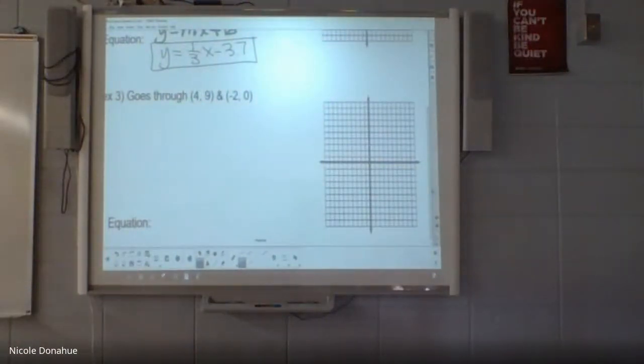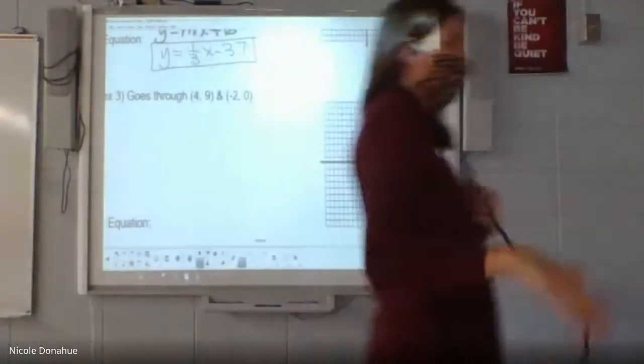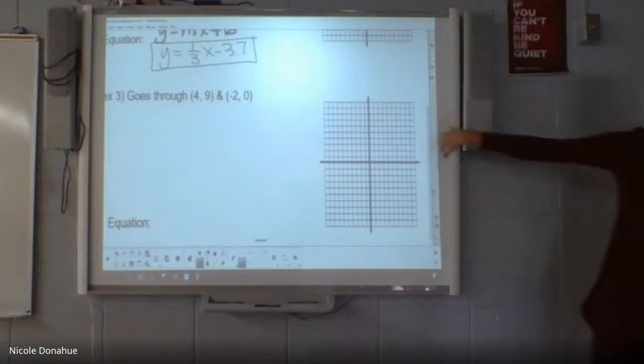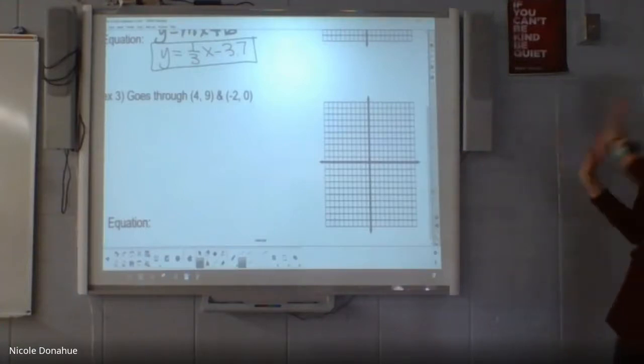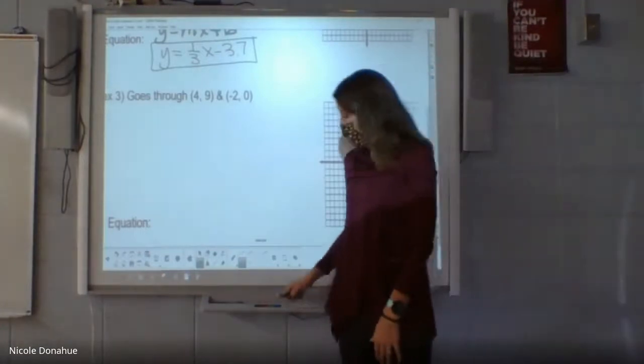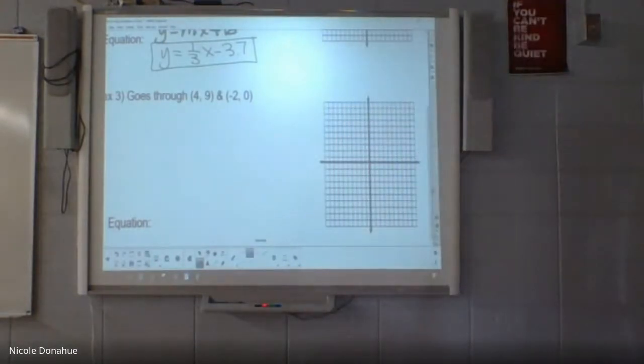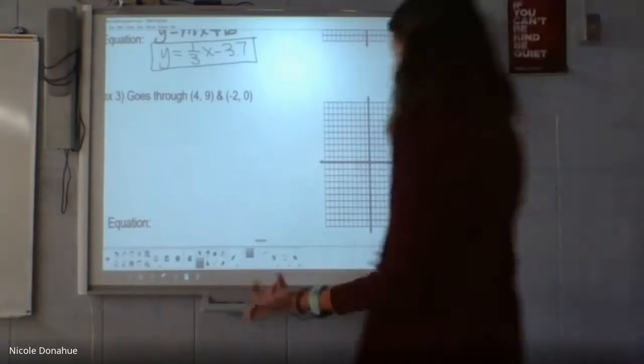So our next one tells us that we're going through (4, 9) and then (-2, 0). Now I could graph this and figure out a few different things. But let's pretend we don't have a graph right now, and if you wanted to graph it, it's fine. I don't know either the slope or the y-intercept. How could I find the slope? What's another way I could find the slope? Yeah, Peyton? It's that slope formula.